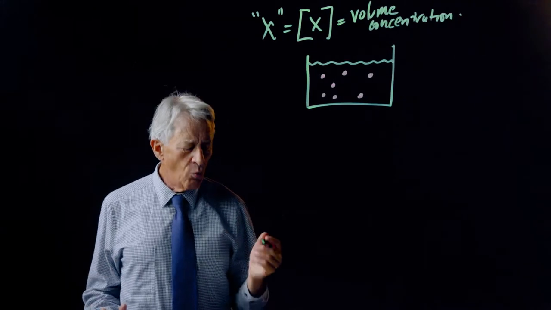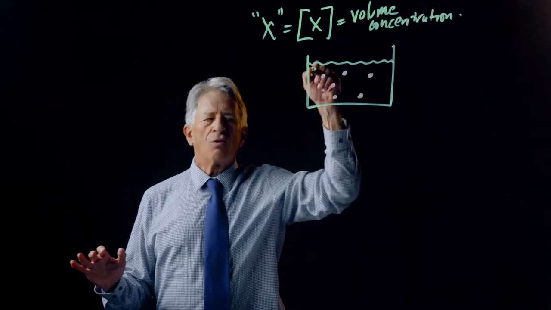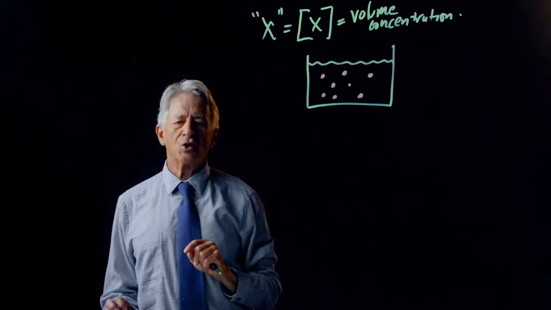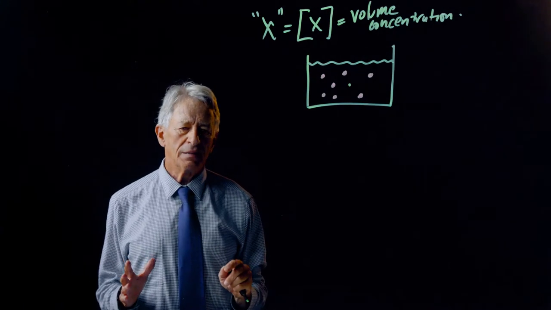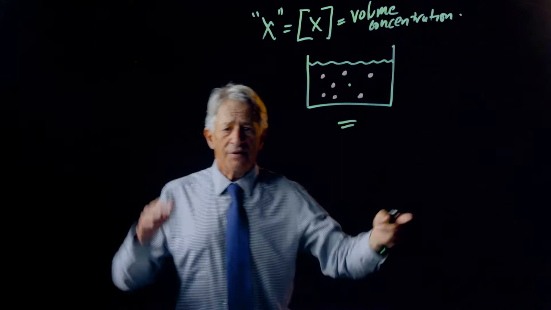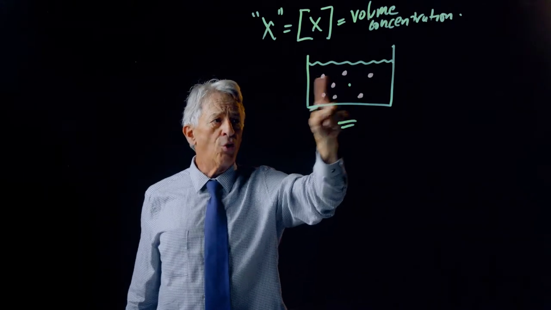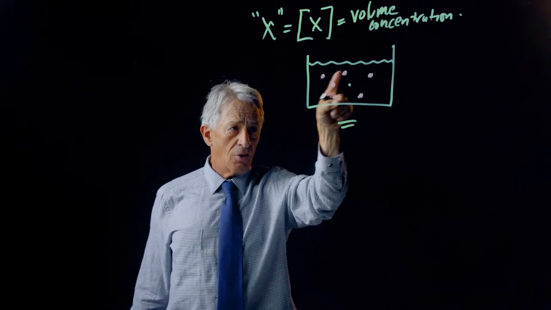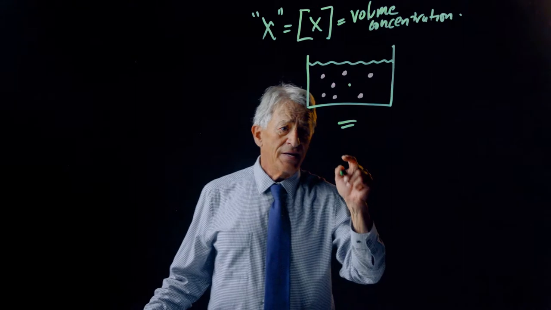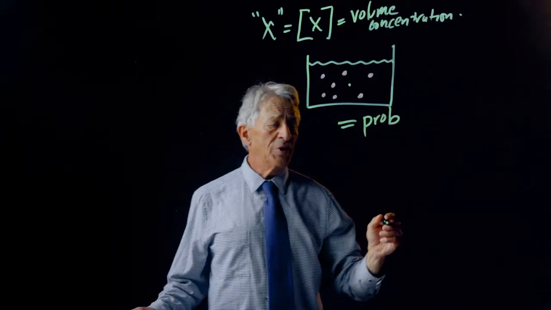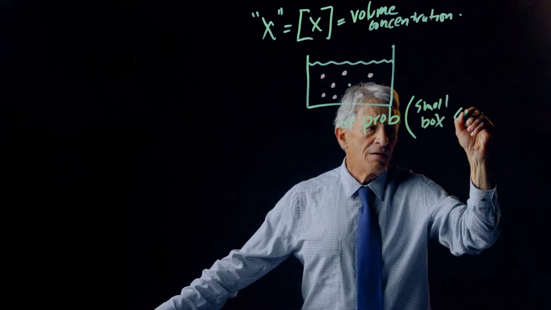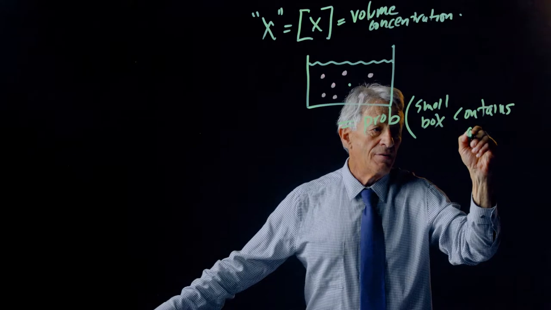And now I want to ask a question. What is the probability that a random point chosen in the volume will contain an X molecule? What is that probability? Well, it's obvious. The probability equals the volume concentration. If I am just blindly picking a point here, and one quarter of the points here are occupied by red dots, then the probability of picking a red dot is 25%. So this is equal to the probability that a small box contains an X.